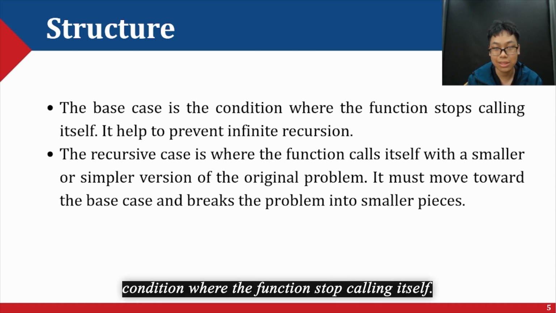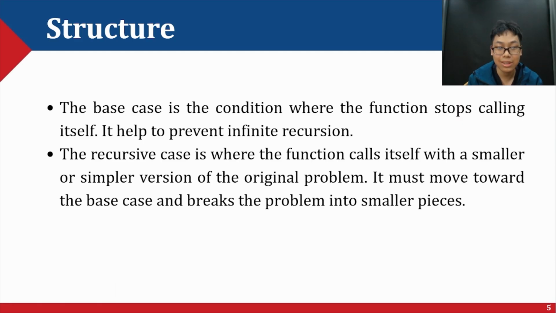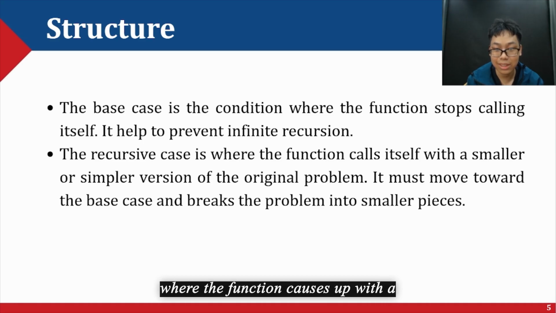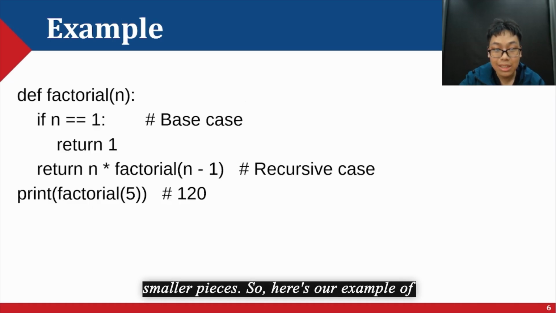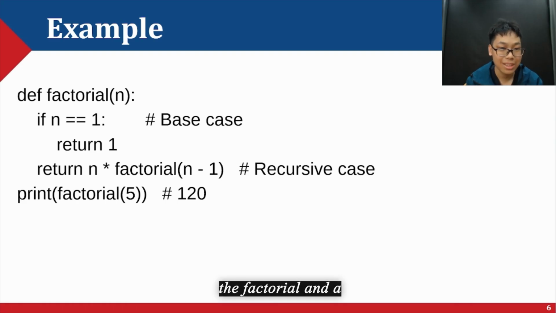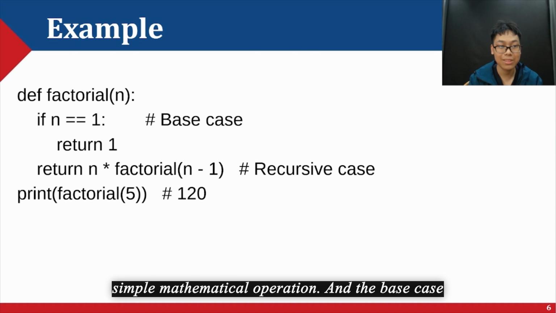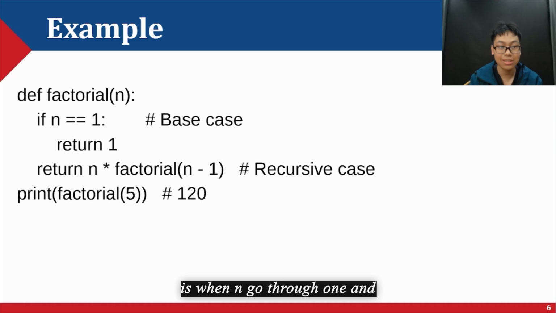First is the base case, the condition where the function stops calling itself, and it helps to prevent infinite recursion. The second one is the recursive case, where the function calls itself with a smaller or simpler version of the original problem, and it must move toward the base case and break the problem into smaller pieces. So here's our example of the factorial, a simple mathematical operation. The base case is when n goes to 1, and the recursive case is factorial n minus 1.